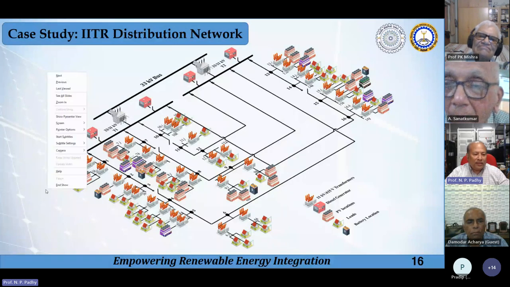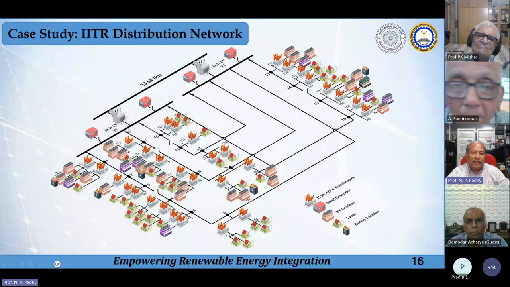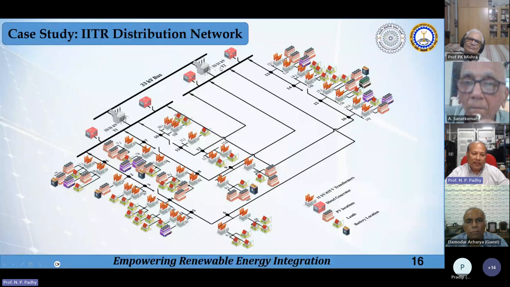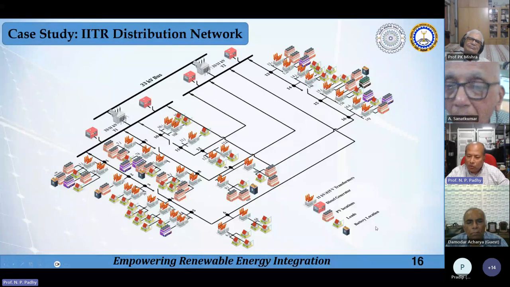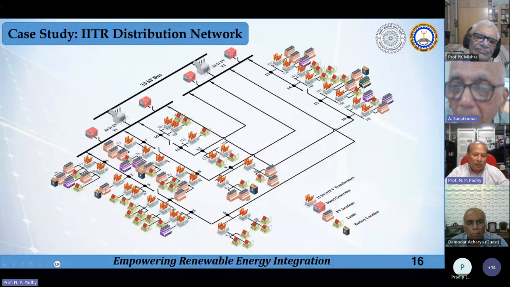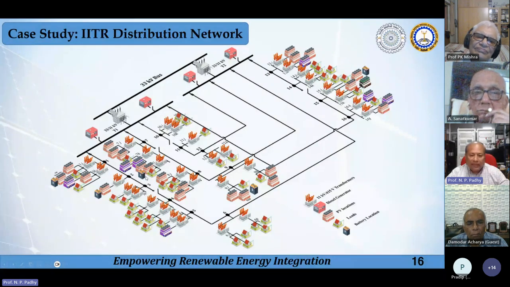If you see the right corner, there is a 33 kV bus on the top, followed by 2 substations, 33 by 11 kV, and they are radially distributed. But if you see, there is a battery location which looks like a black box with 2 orange strips on the top. So these are the rooftop solar locations across the distribution system. And these are 1, 2, 3, 4, and 5. There are 5 battery locations.